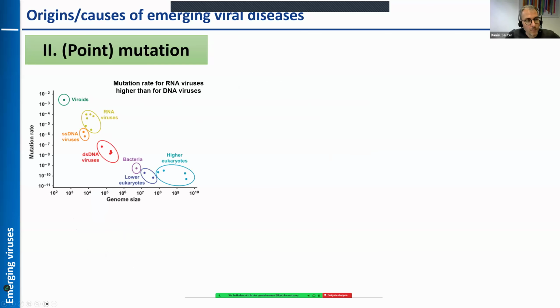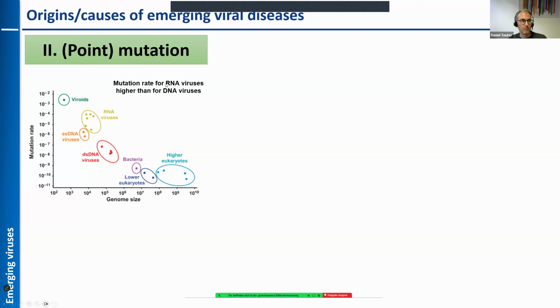Then, apart from zoonotic transmissions, viruses may also emerge via mutations. So as you know, viruses, especially RNA viruses, have a very high mutation rate. So this is illustrated here. So the highest mutation rates can be found among RNA viruses. It's a bit lower for DNA viruses and even lower for eukaryotes.